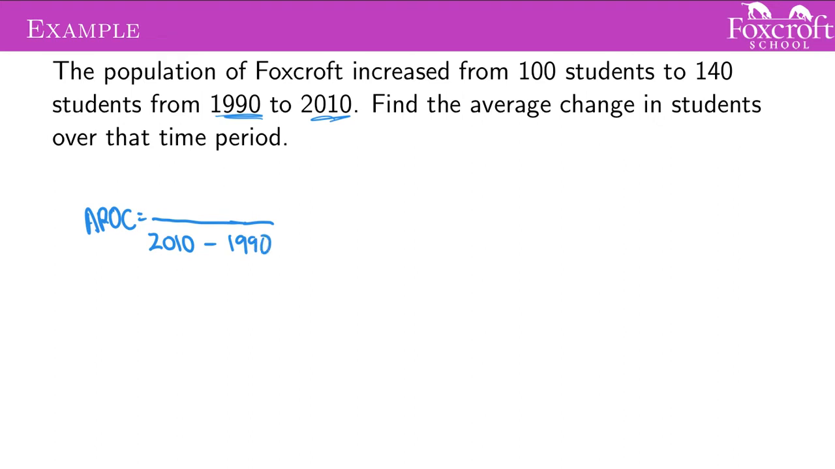And then I'm going to put their corresponding outputs. In 2010, there were 140 students. That's going to go above 2010. In 1990, there were 100 students. That's going to go above 1990. So again, just identify what the inputs and outputs are, and then make sure you pair them up correctly. Time is on the bottom, population is on the top. Then I can simplify. 140 minus 100 is 40. And 2010 minus 1990 is 20.